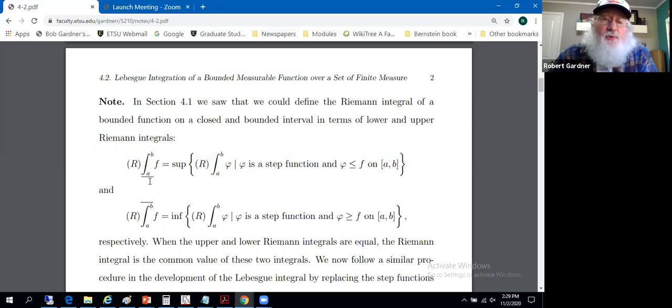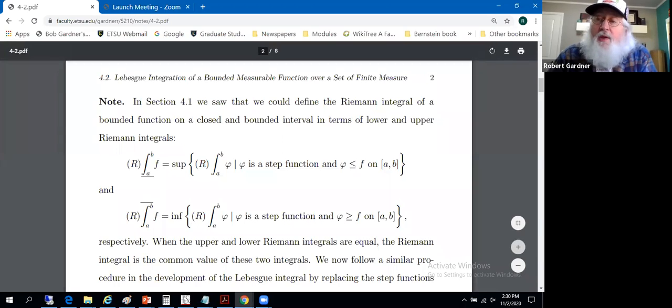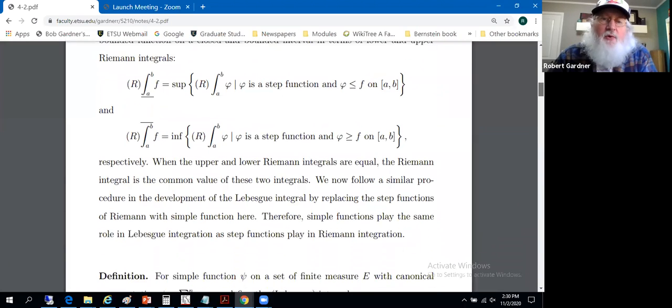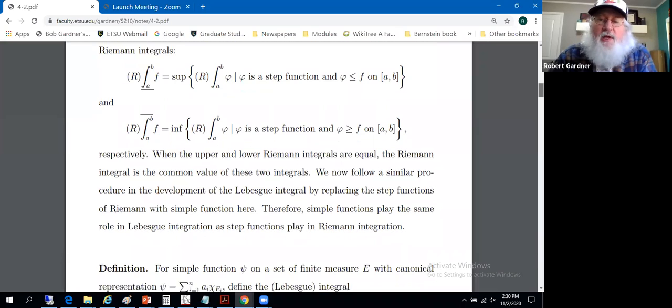We take a sup, which would produce a lower Riemann integral, lower because the functions phi are all less than or equal to f. Upper Riemann integral being an infimum of step functions where the step functions are greater than or equal to f, greater than or equal to the lower Riemann integral. And of course, we said a function is Riemann integrable when those upper and lower Riemann integrals are equal to each other.